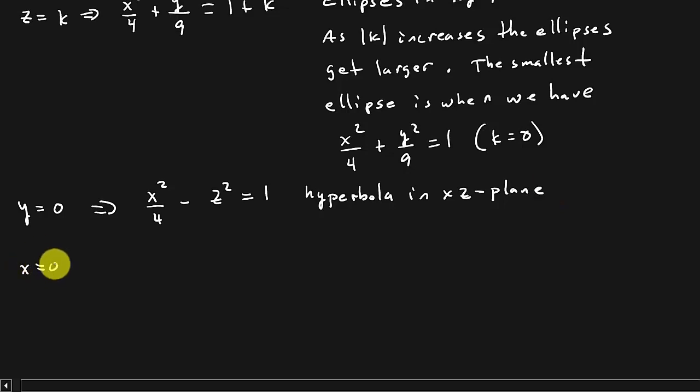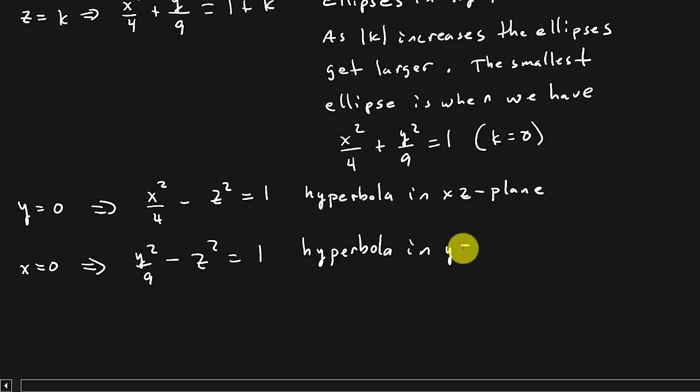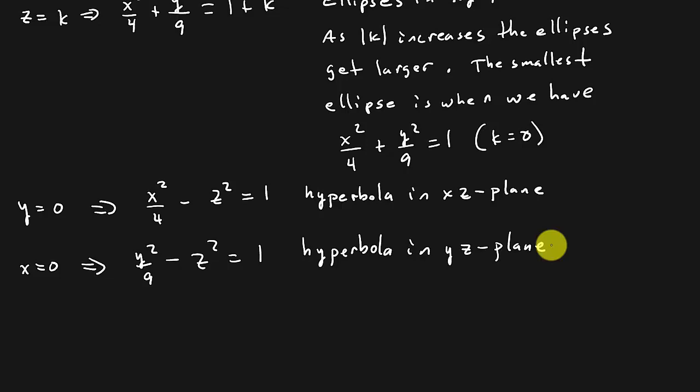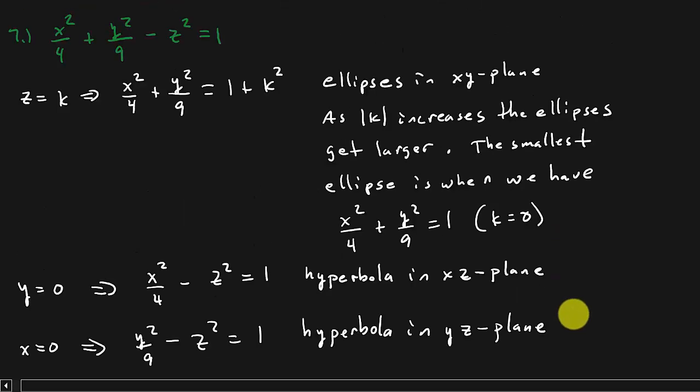And then if I have x equals 0, that's going to leave me with what? y squared over 9 minus z squared equals 1. And what is this? Well, this is a hyperbola also, in the yz plane. All right. So there you have it. At this point, hopefully you can identify your traces and tell me what plane they're in. Okay. All right. So let's look at this graph.